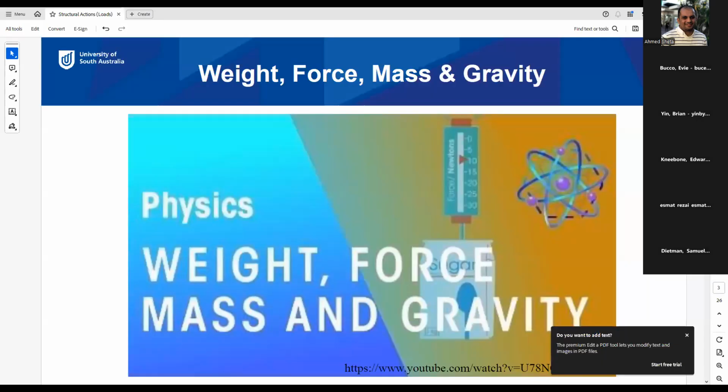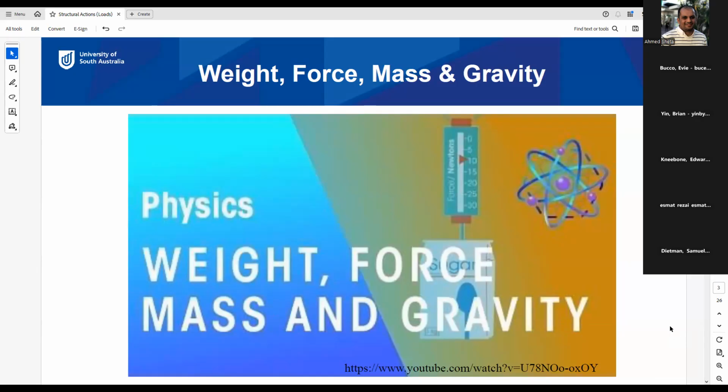So I hope you have understood the difference between mass and weight and gravity. So the mass is a constant value for each body or each structure, but the weight depends on where we are, like on the Moon or on the Earth or on Jupiter. So the gravity acceleration for each planet is different, which affects the weights, but the mass is all constant.